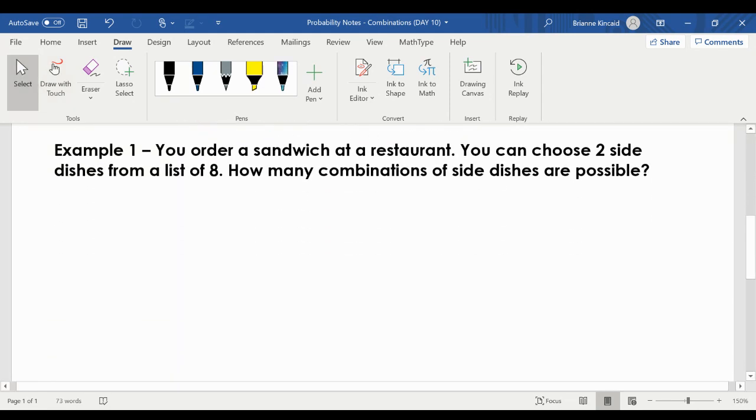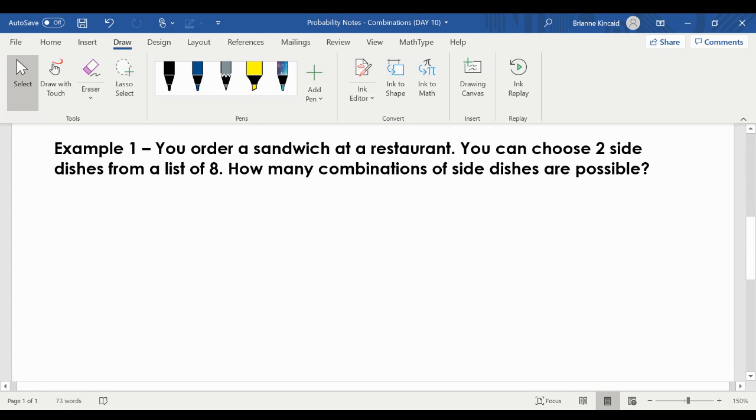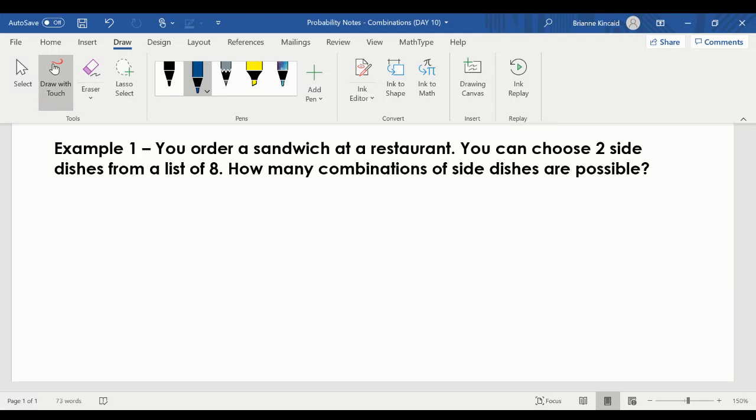So in our first example, you order a sandwich at a restaurant. You can choose 2 side dishes from a list of 8. How many combinations of side dishes are possible? Order is not important here because it doesn't matter which side dish you order first and which one you order second. You're still going to get the exact same 2 side dishes. So if you order French fries and mac and cheese, that's the same thing as ordering mac and cheese and French fries. So I have a total of 8 objects.